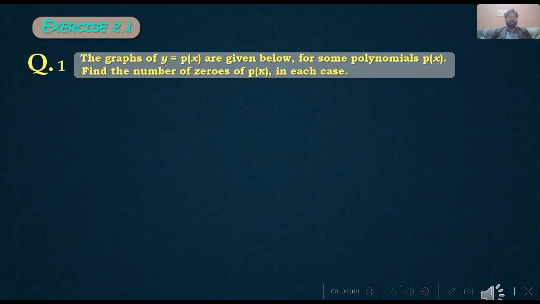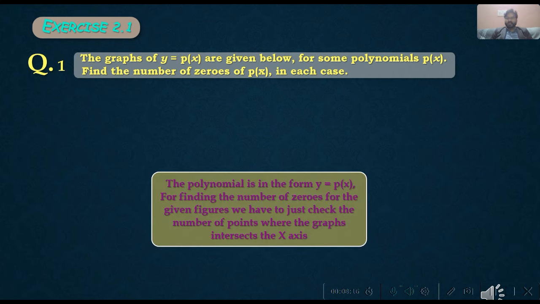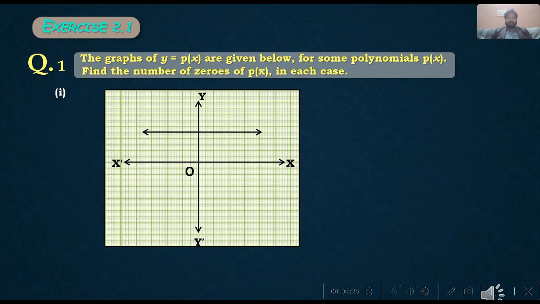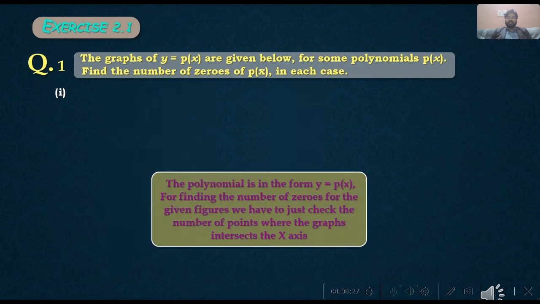We will discuss exercise 2.1 of the NCERT question book. Question number 1. The graphs of y = p(x) are given below. For some polynomials p(x), find the number of zeros of p(x) in each case. What do you mean by a polynomial? The polynomial is in the form y = p(x). For finding the number of zeros for the given figure, we have to just check the number of points where the graph intersects the x-axis.